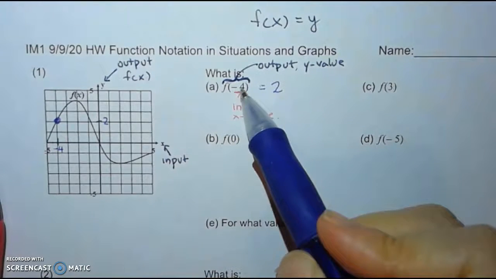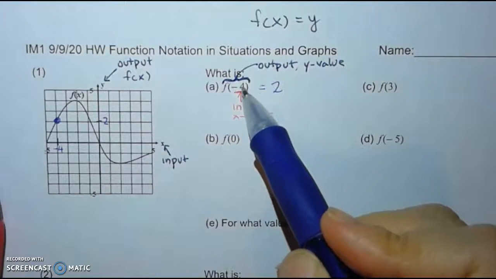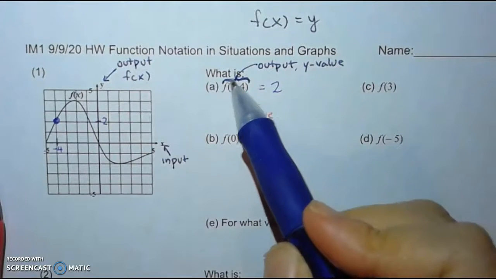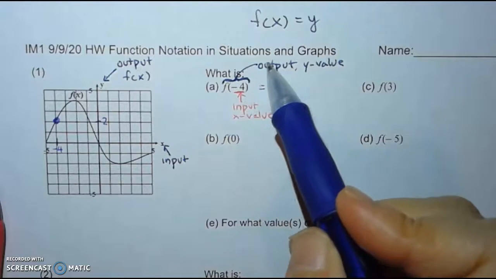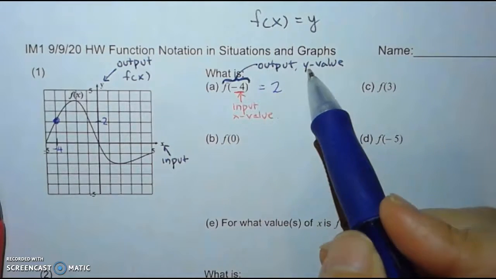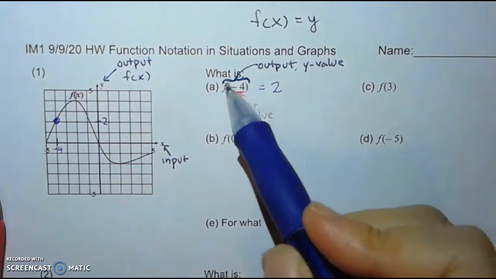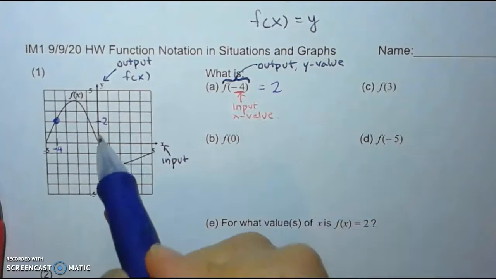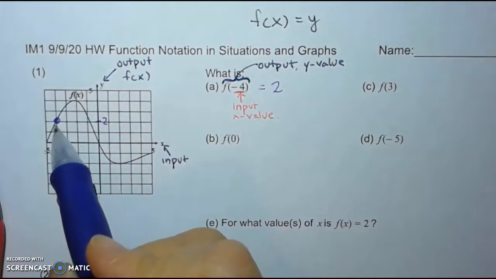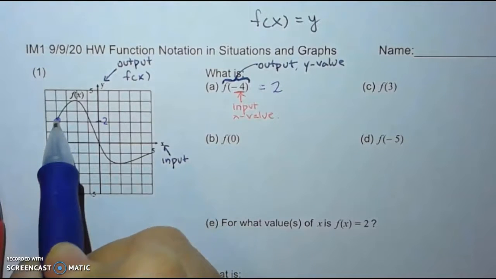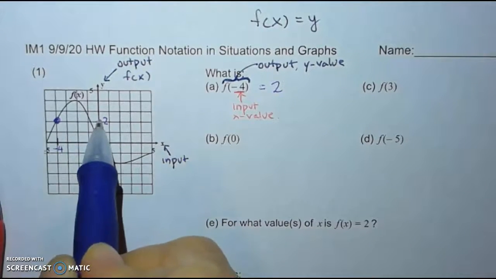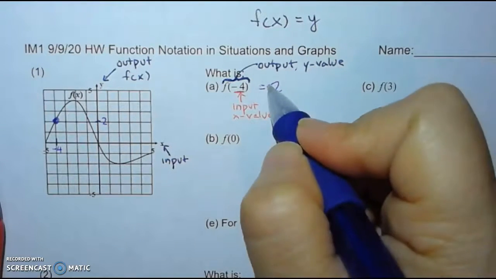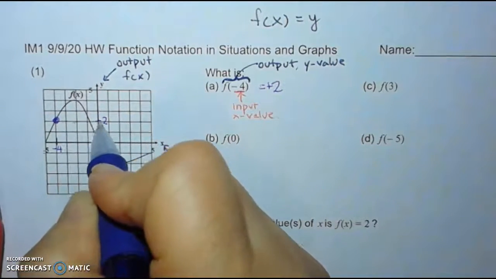And when you see f of -4 here, remember the number inside is the x. So this is the input. And this f of -4 is the output, or the y value. The input is the x value, the output is the y value. So input is -4, or the x value is -4. Find your x to be -4. Then find your graph. Graph is right there. What is the y value of this point? It's -2. Oh, no, I'm sorry. It's +2. This is +2 right here.